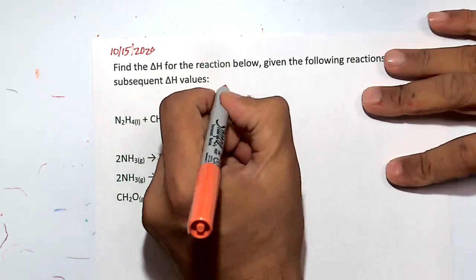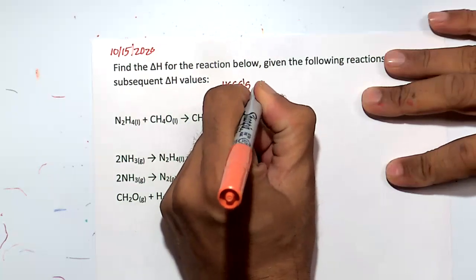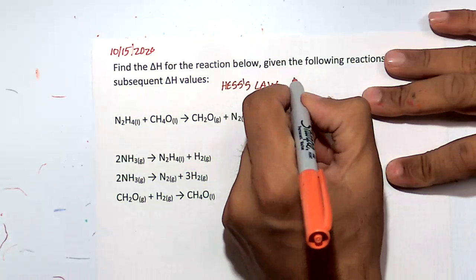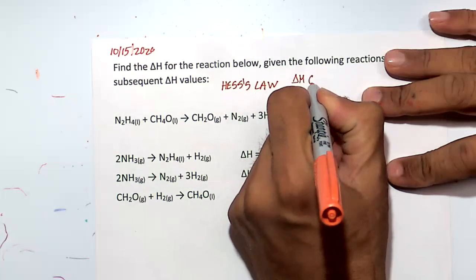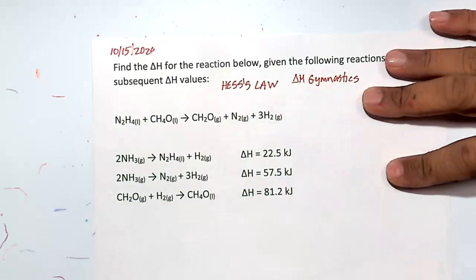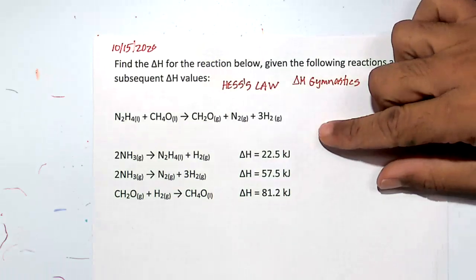All right, so Hess's law, and then we're going to move on to chapter 7. Hess's law has to do with gymnastics, the gymnastics involving delta H. What do I mean by gymnastics? Flipping things, turning things upside down, in some cases multiplying. So here's an example problem.